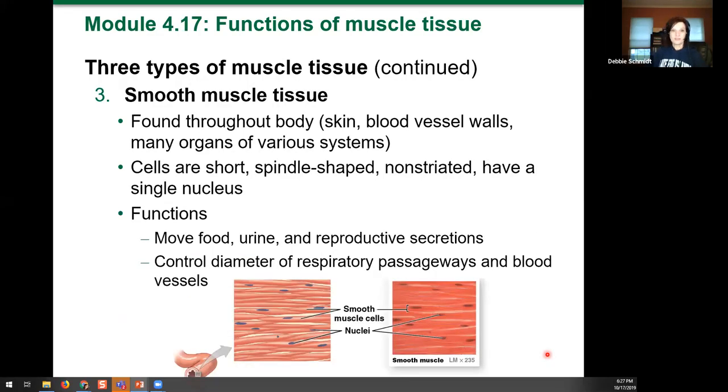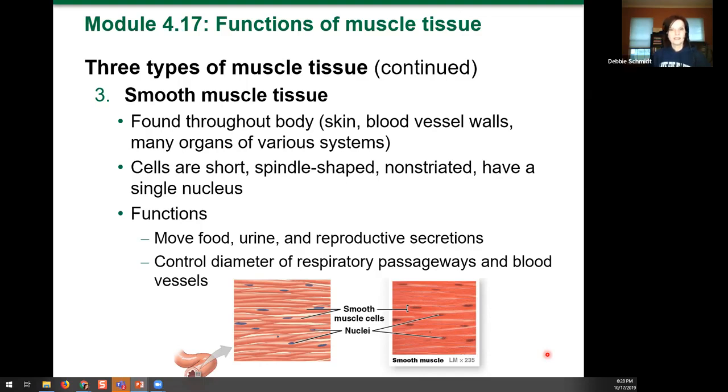Now, smooth muscle, it's way smaller. Okay, the cells are very tiny. They almost look like squamous epithelial cells because the nucleus is the thickest part of the cell. They're spindle shaped, we call it, because they flatten out and they get real tiny at the ends. Okay, they don't have any striations. They have one nucleus, and they're involuntary.